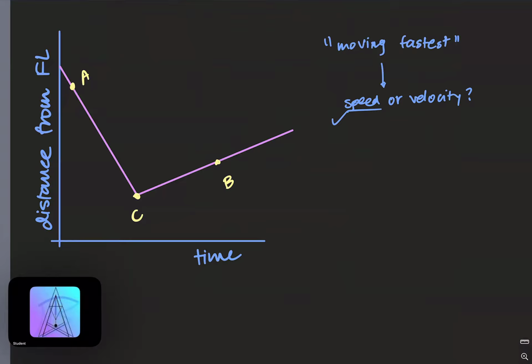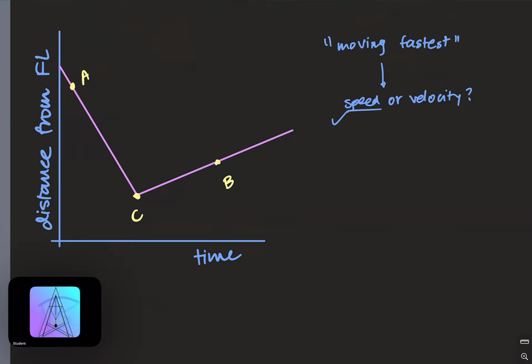Where is it going the fastest? I think at point A it's fast, and B, and then at C, is it zero at C? Let's get to that. First, why do you think it's fastest at A?